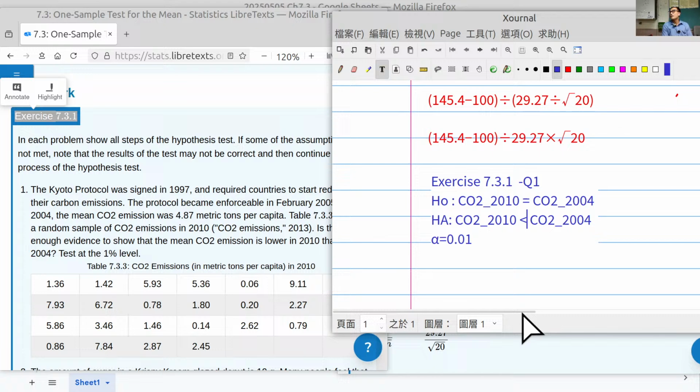Okay, get it? The null hypothesis assumes the carbon dioxide emission from those two years are the same. But the alternative hypothesis says the carbon dioxide emission in the year 2010 is less than the year 2004. Okay, now how to calculate this?